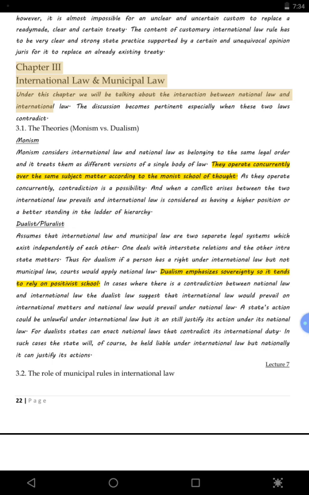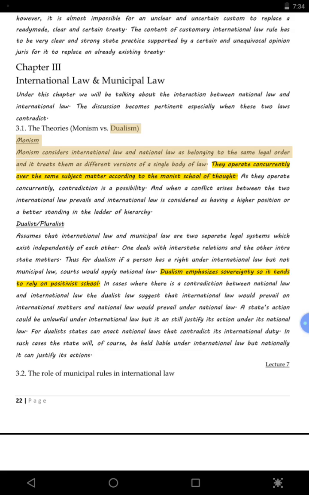Chapter 3: International Law and Municipal Law. Under this chapter we will be talking about the interaction between national law and international law. The discussion becomes pertinent especially when these two laws contradict. 3.1. The theories: monism versus dualism.